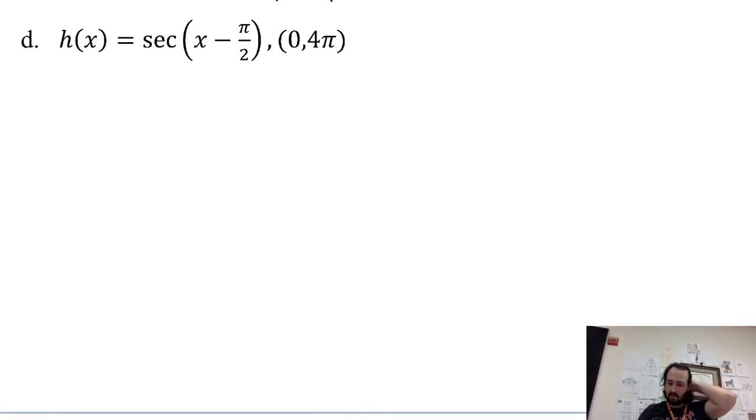So let's see, h of x is secant on the interval from 0 to 4 pi, so I'm doing 2 unit circles. They're going to do announcements here in just a minute, so I may cut it off as soon as they are talking. Good morning, Mark.